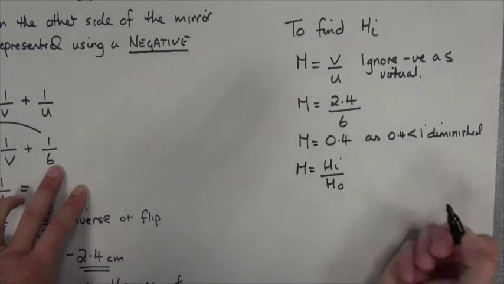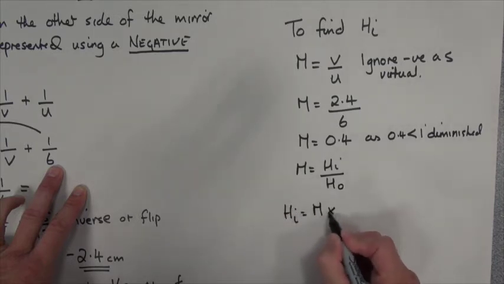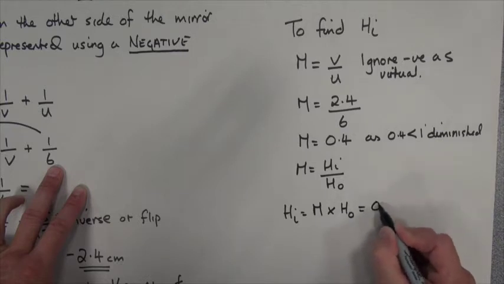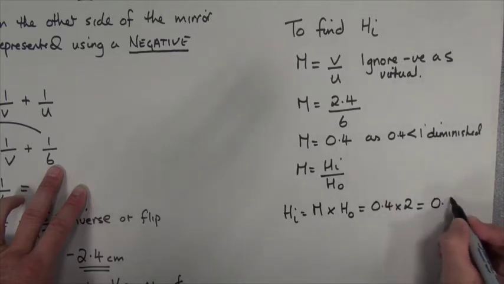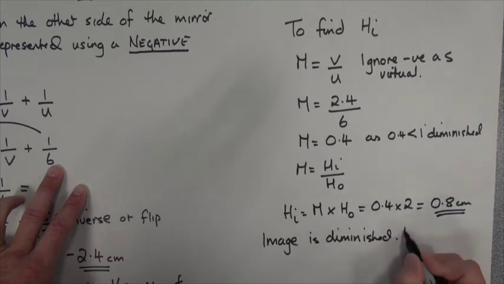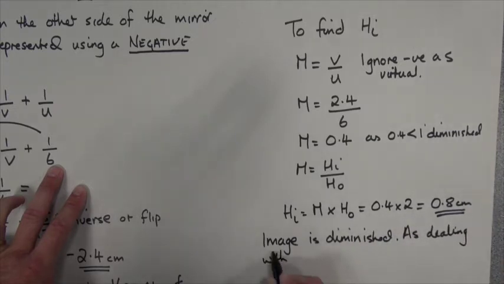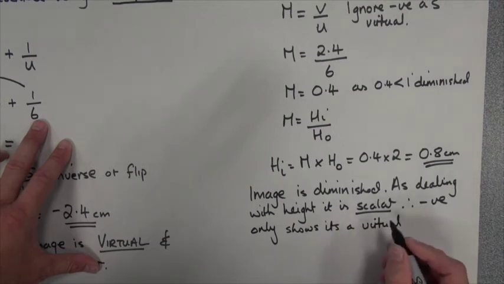I know that the scale factor equals the height of the image over the height of the object. Rearranging, the height of the image is the scale factor times the height of the object, 0.4 times 2, which equals 0.8 centimeters. Remember that the negative is not included. The image is diminished, and as we're dealing with height, it is a scalar quantity, therefore the negative only shows it's a virtual image.